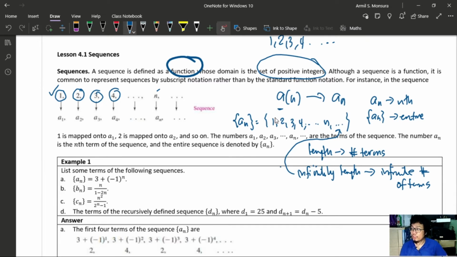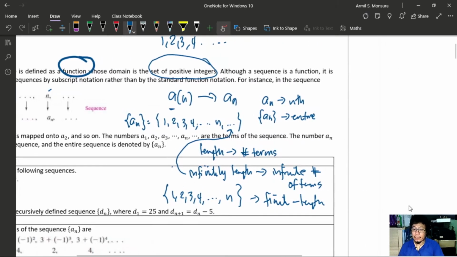But if I close it out, say for example, I just say 1, 2, 3, 4, dots, and then n, and then I close it out like this, this is a finite length sequence. This sequence has a finite number of terms. Namely, there are n terms there. So I would like to emphasize that difference.